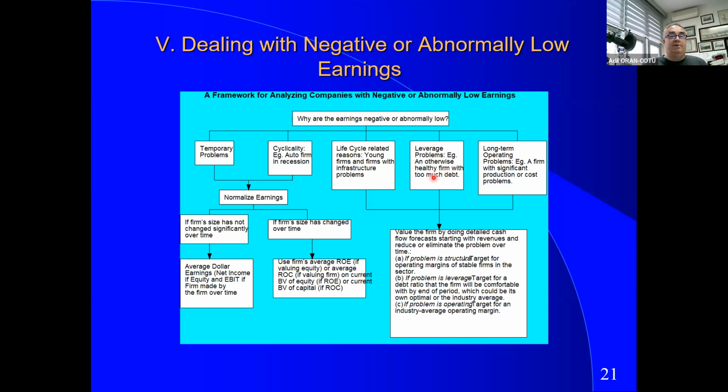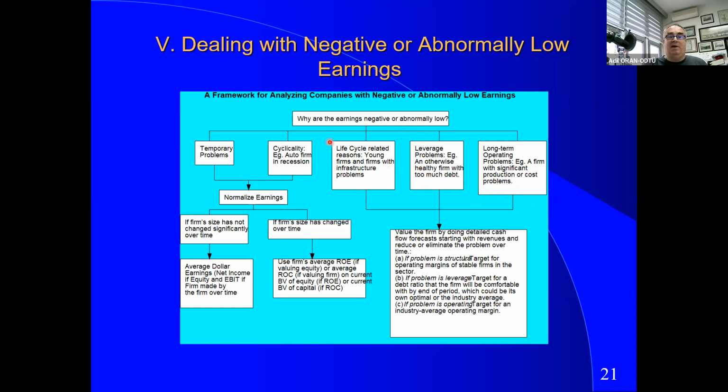Leverage problems: the firm is operating well, but it simply has too much debt, so its interest payments are very high. Or does the firm have long-term problems? Okay, so its cost of production is very high, or it's not able to increase its prices or whatever. So long-term operating problems, this may be treated very differently from some of these others.